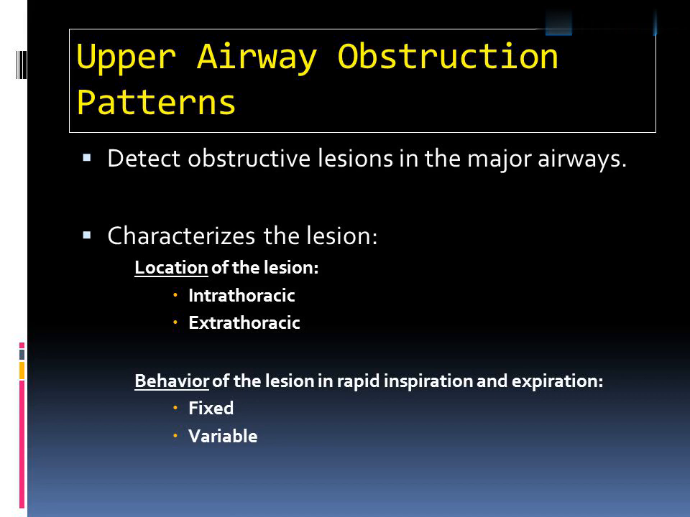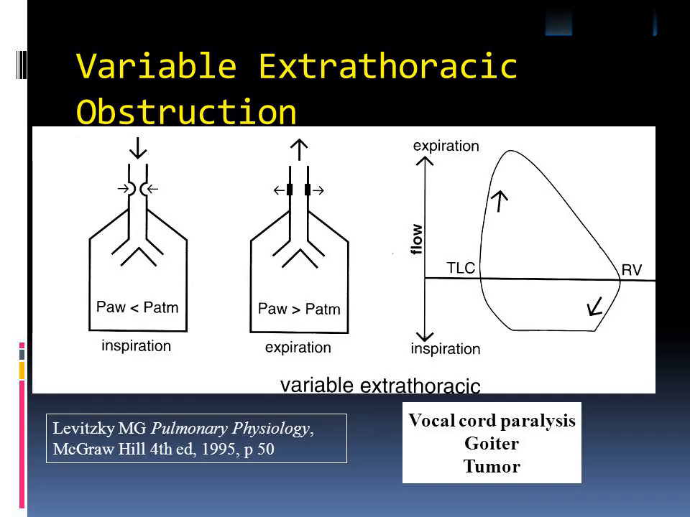Intrathoracic or extrathoracic, and the behavior of the lesion in rapid inspiration and expiration: fixed or variable. Uncommon; suspicion is based on the flow volume loop. This is different from obstruction of more distal airways due to asthma and COPD. Variable extrathoracic obstruction: extrathoracic, above the suprasternal notch.